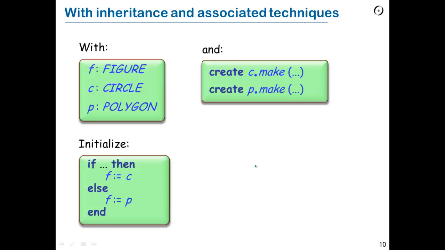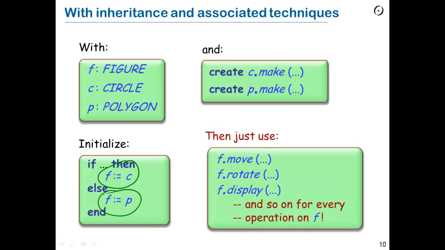And then at some point we need to have some way of initializing f, which is going to be the polymorphic variable representing all possible cases. So it's going to become, to receive the value of either c or p. It's going to become either a circle or a polygon reference. And that's it, because after that, we never again have to ask, do I have a circle? Do I have a polygon? Do I have a triangle?